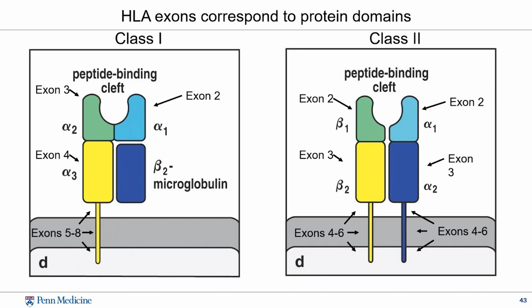This is important because those exons correspond pretty well to the big regions of the HLA molecules. So in class 1, exon 2 and exon 3 encode this peptide binding cleft. Again, that's the part that presents the peptide to a T cell, and so this is really the most important part of an HLA molecule.